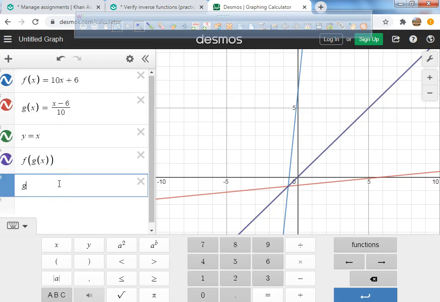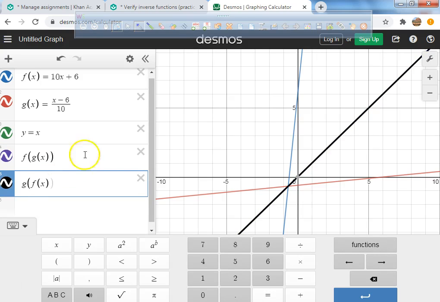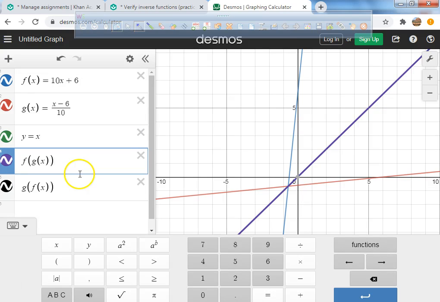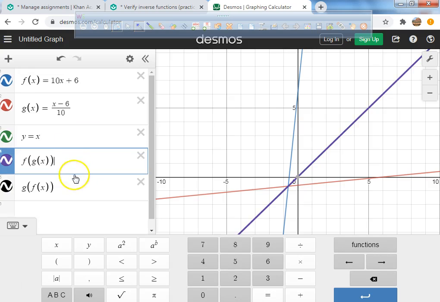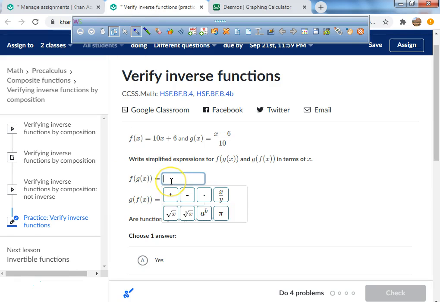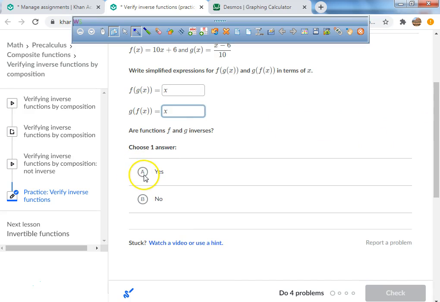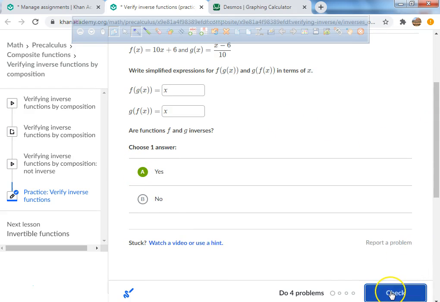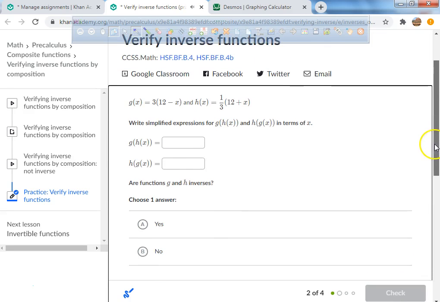Well, wait a second, Mr. What about g of f of x? Oh my gosh. Green, purple, black. What do you notice about them? They're all the same. Now, what does that do? That gives me confidence to say, that's an x. And are they inverses? Heck yeah, they're inverses. Boom! You got it right. Let's go to the next one.